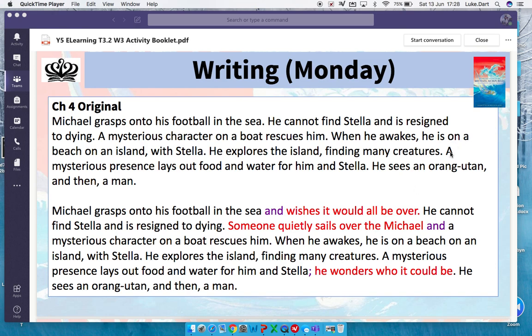At the top, it says on the penultimate sentence, a mysterious presence lays out food and water for him and Stella. So again, if we have a look on the bottom, third line from the bottom, on the right-hand side, a mysterious presence lays out food and water for him and Stella. What I've then done is added something called a semicolon. And then I add another simple sentence. He wonders who it could be. And I create one longer compound sentence.